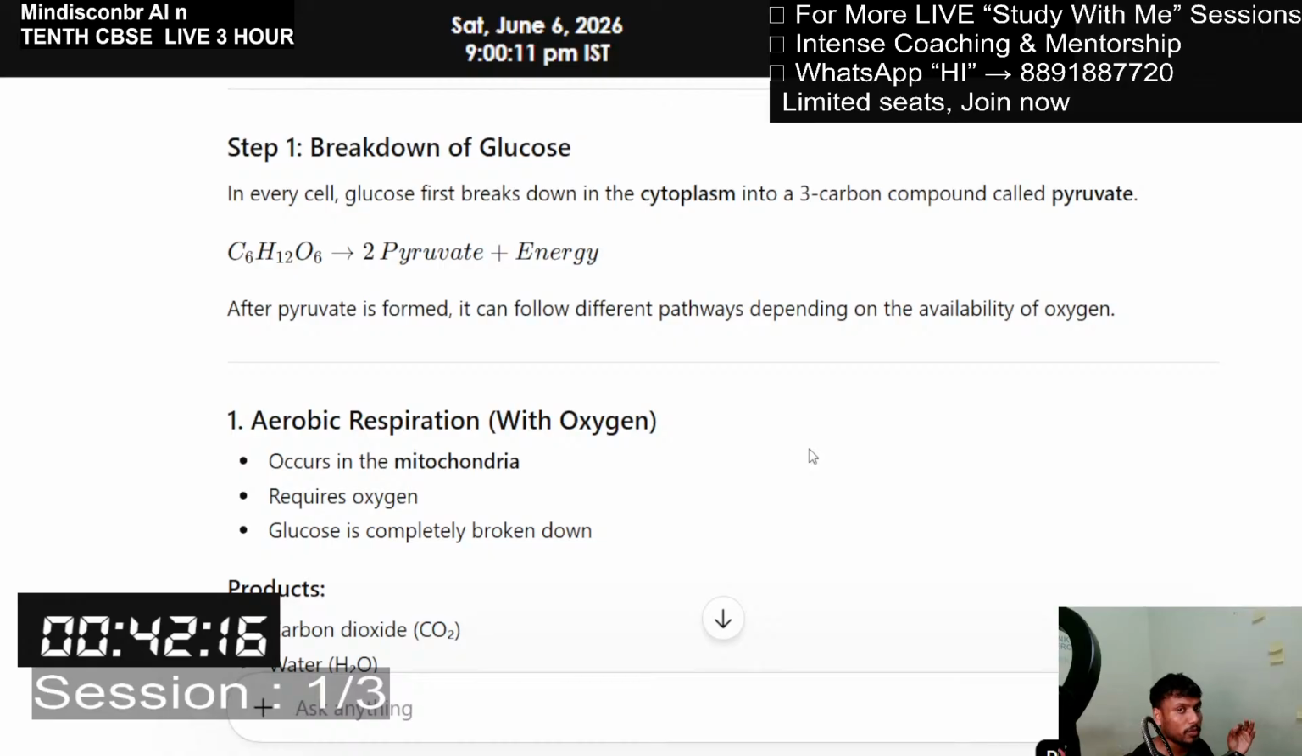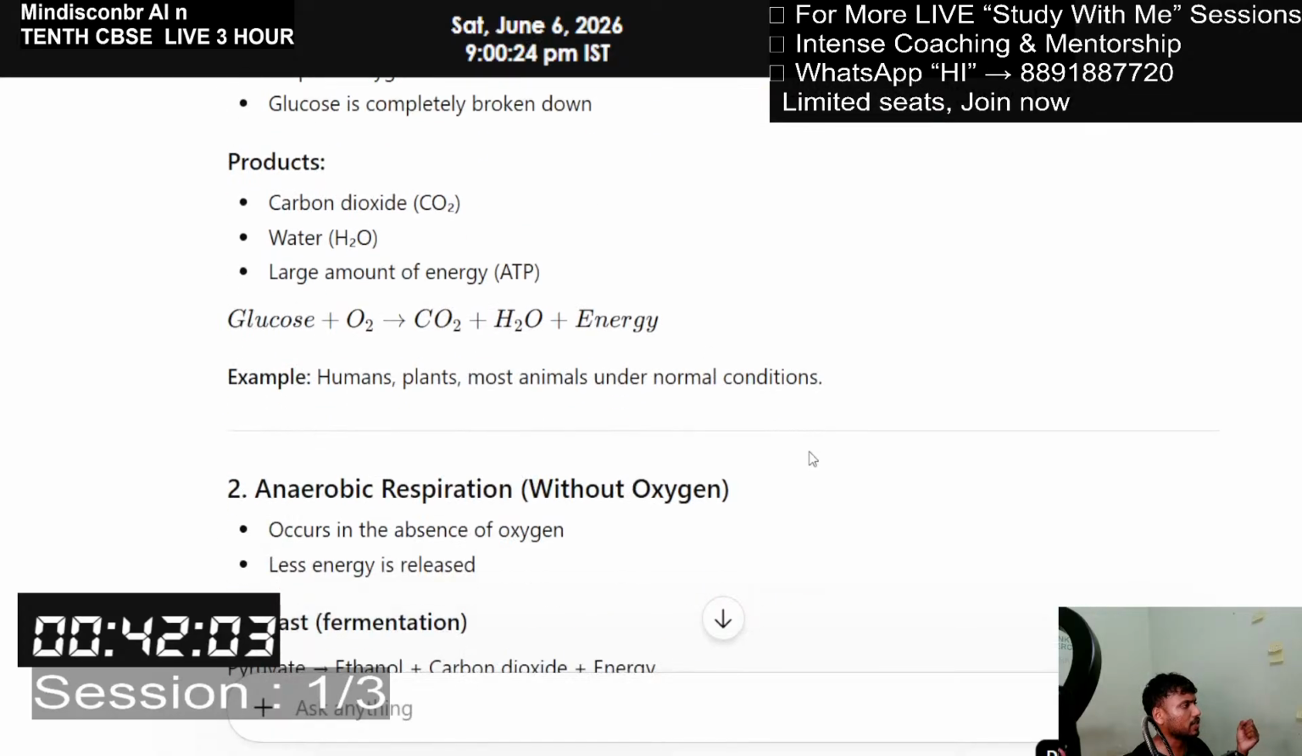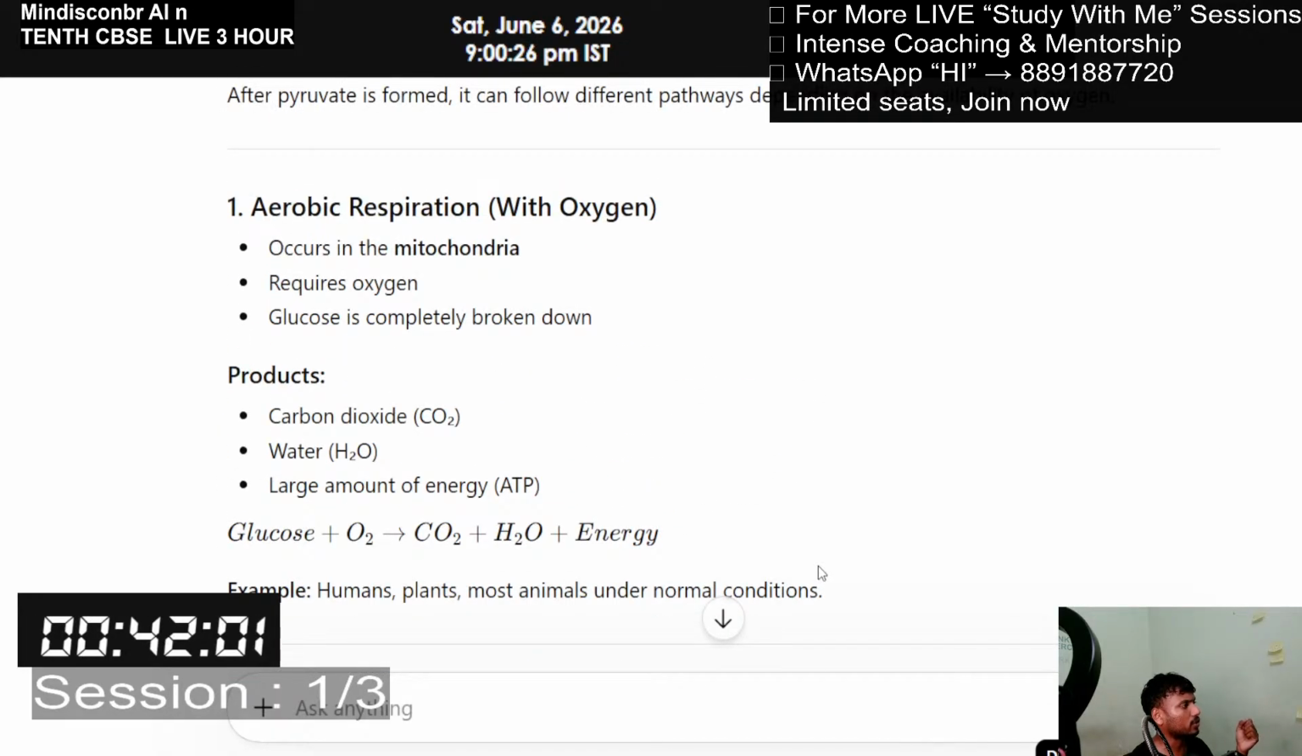Once pyruvate is formed, it can follow different pathways depending on the availability of oxygen. First one is aerobic respiration, that is with oxygen.